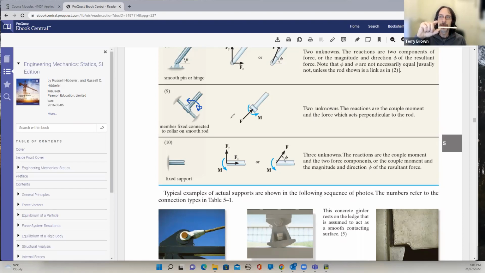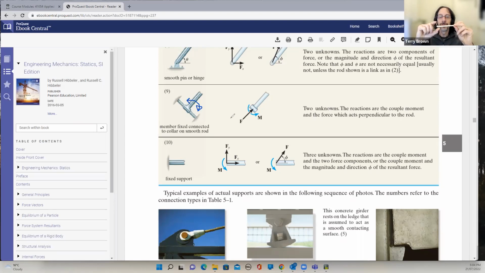So that blue arrow that I've drawn on the screen is not what just happened then. It's not this rotation that we're talking about, around that smooth collar. So we're not talking about rotation about this way. That would be free, so there would be no torque reaction, if you like.